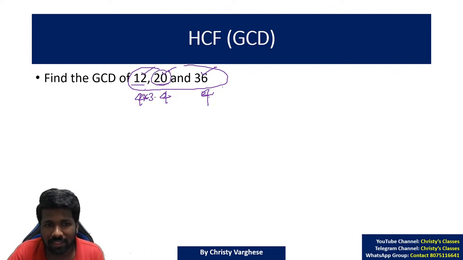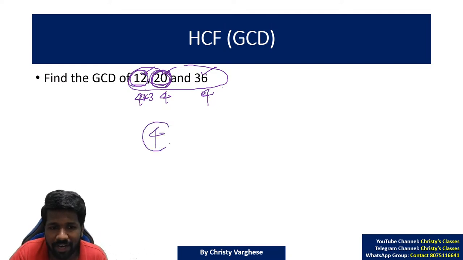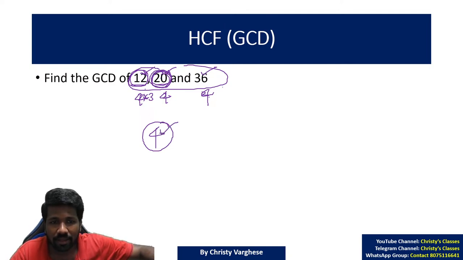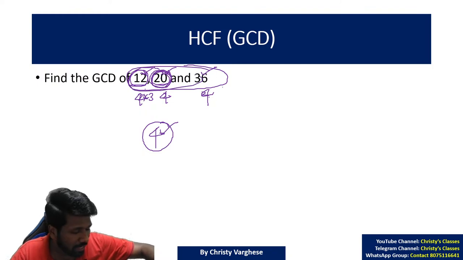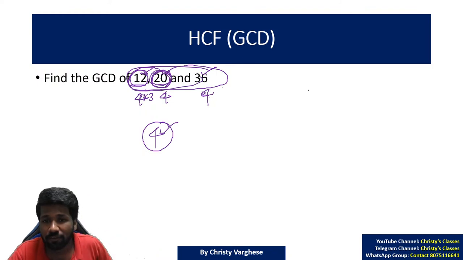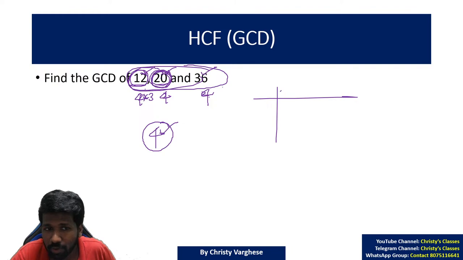4 into 3 itself says 20 does not have a 3 in it, 12 has a 3 in it, 20 has a 5 in it, 12 does not have a 5. So definitely 4 is the only common factor, or highest common factor, that we can directly find. By trial and error, you can easily find it. But if you are not at all okay with trial and error, you can prime factorize. If it is 3 numbers also, you can prime factorize simultaneously.